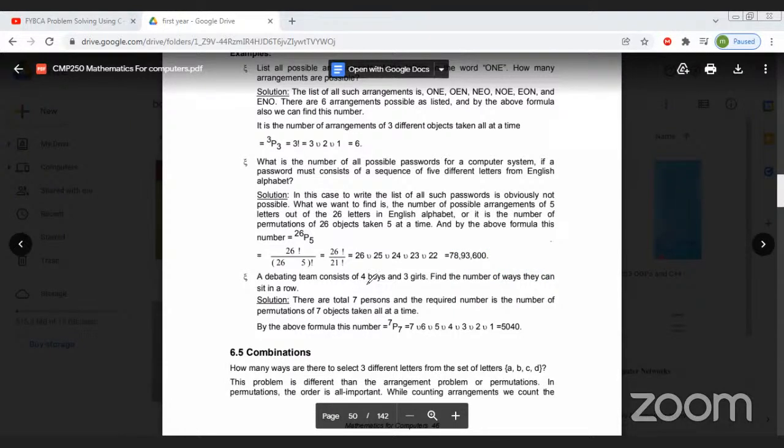A debating team consists of 4 boys and 3 girls. Find the number of ways they can sit in a row. Now see, they have not mentioned how you have to select. They are saying only sitting in a row. In total, how many are there? 7, right? 4 plus 3 is 7. So how many places will be there to sit in a row? 7 places. Done. And there's one more thing. The value of nPn will always be n factorial. Don't forget about that.